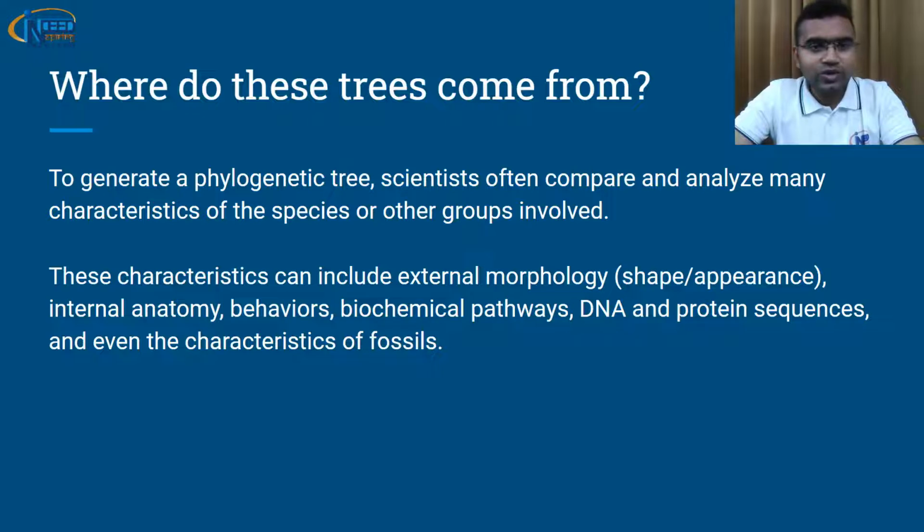Now let us understand where these trees actually come from. To generate such a phylogenetic tree, researchers and scientists often compare and analyze many characteristics of the species or the groups which are involved. These characteristics can be external morphology like shape and appearance. They can come from internal anatomy, behaviors, biochemical pathways, DNA, protein sequences, and even the characteristics of fossils. So this is how these trees are getting created.